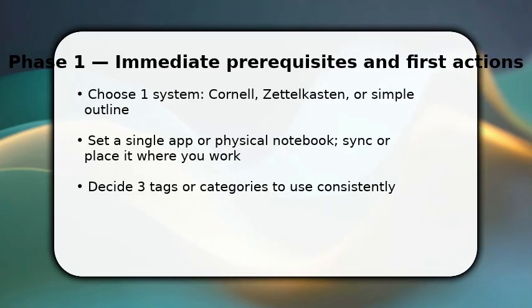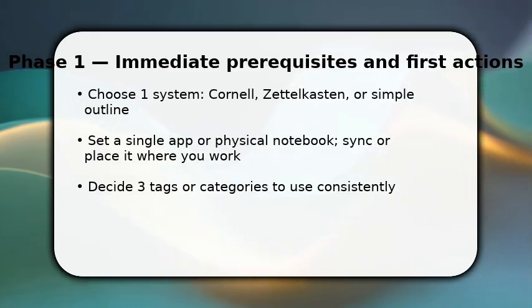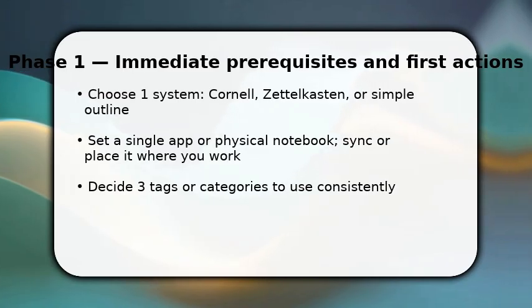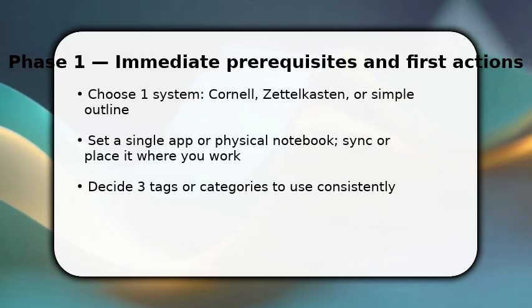You already have what you need. Pick one system and commit. Start by creating a front page or note called Inbox. That's your capture zone. Then make 3 consistent tags or categories so every new note fits somewhere.